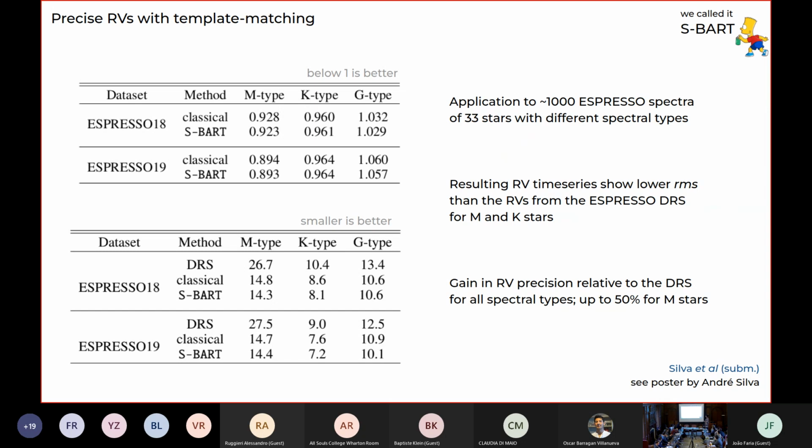And then in terms of precision, here you see the median radial velocity precision, the radial velocity error that we extract from the template matching and from the DRS, and you see a very large improvement for M-type stars and also K-type stars, up to 50%. So sometimes we see a reduction in the radial velocity error of almost 2 times.